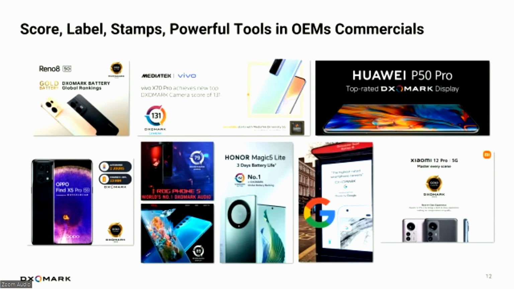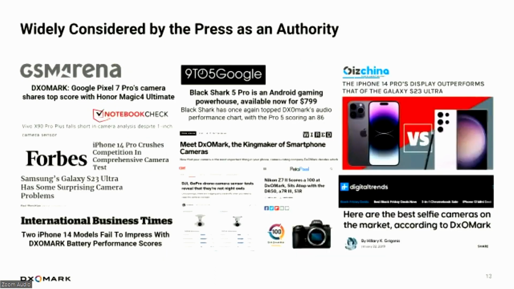We have not only the scores, but we have also developed labels and stamps so that OEMs can use this information in their commercials. Stamps or labels are somewhat easier for consumers to understand than a score. So we have a range of marketing assets that our customers can use to promote the quality of their product. And we have also a long history of connection with the press, whether it's tech press or general press.